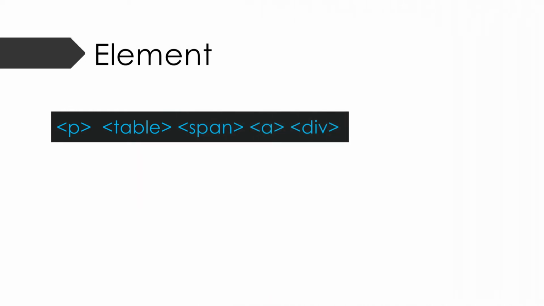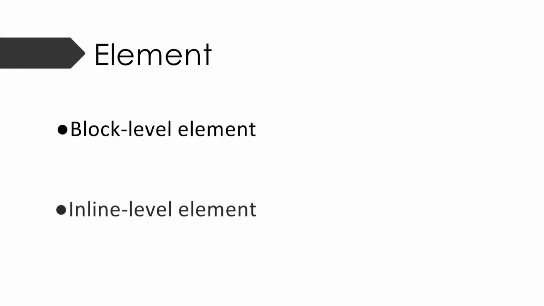Elements are the basis of an HTML document structure. In HTML, the most common elements are easily recognizable, such as P, table, span, A, and div. Every single element in a document plays a part in its presentation. In CSS terms, that means each element generates a box that contains the element's content. We have two kinds of elements. One is block level elements, the other is inline level elements.